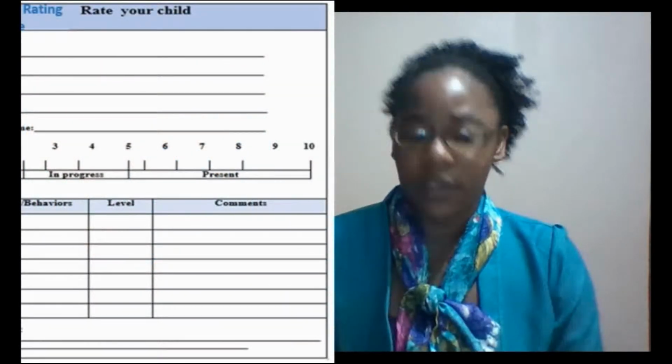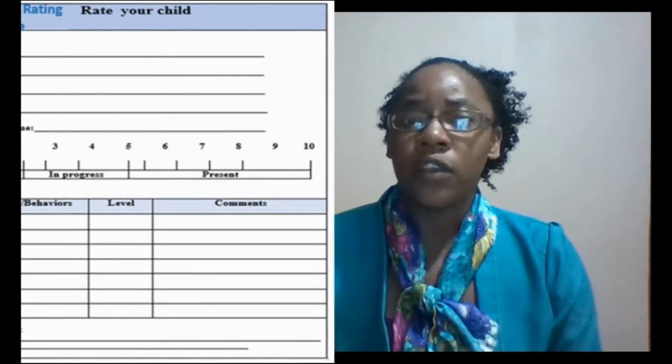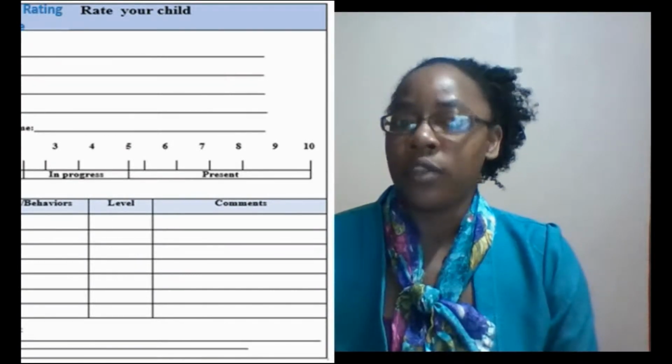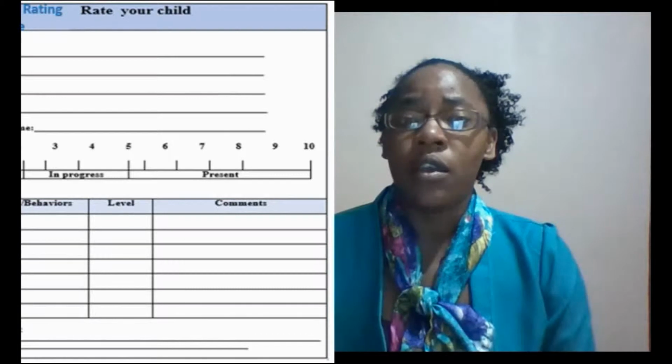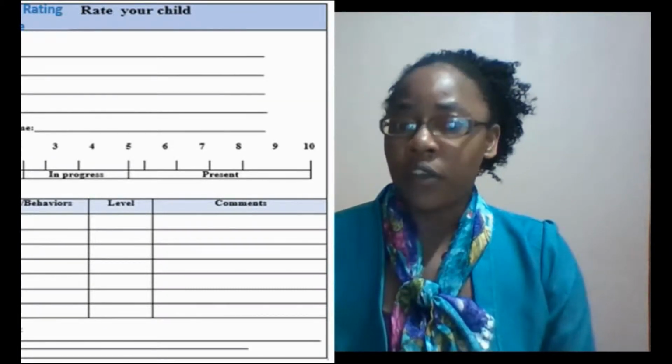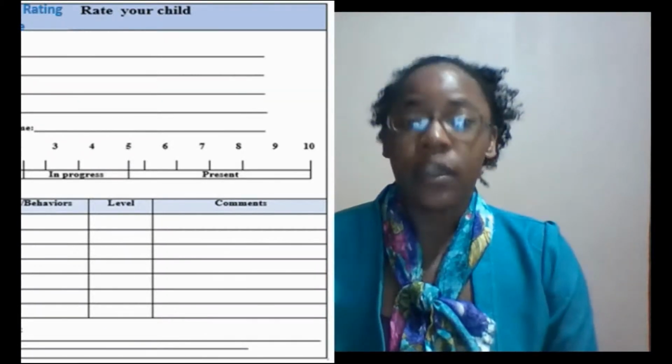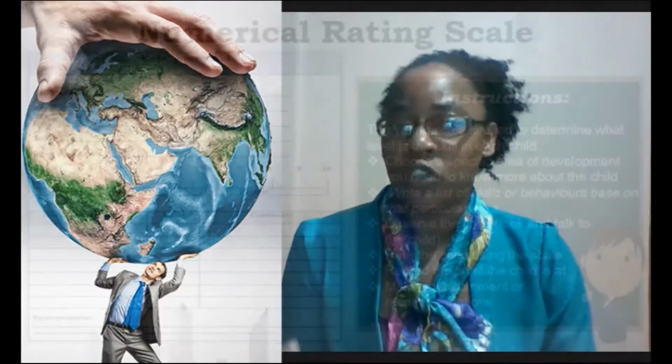This is a rating scale. This is a numerical rating scale. First, we will need to fill out the very important information like the name of the child, the age, where we are observing the child, and so forth.